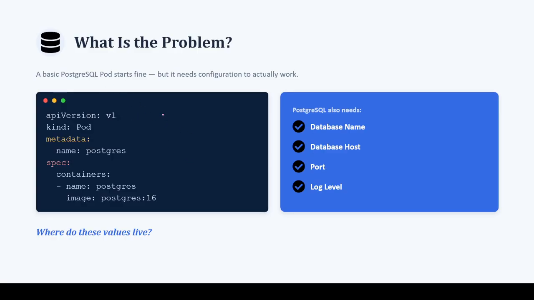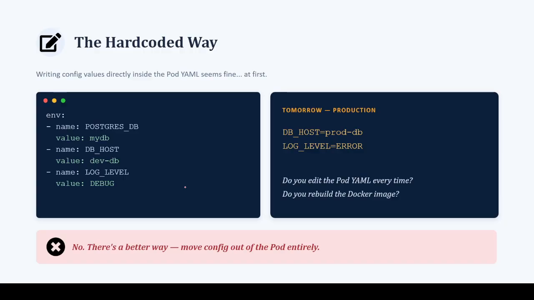For running a Postgres image, you can just define the image and the pod will be there. But for the database to run, you actually need a few more pieces of information like the database name, host, port, or the log level. So where do you define all these values? That place is basically your ConfigMap.